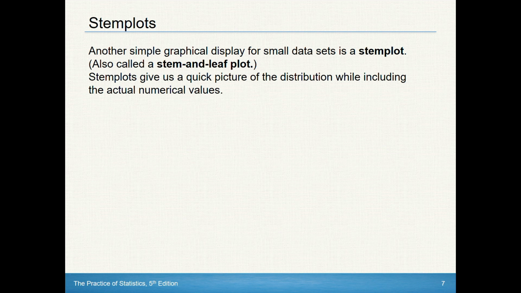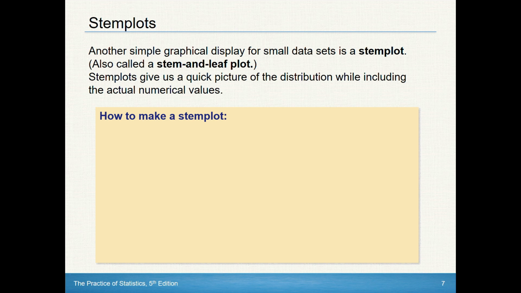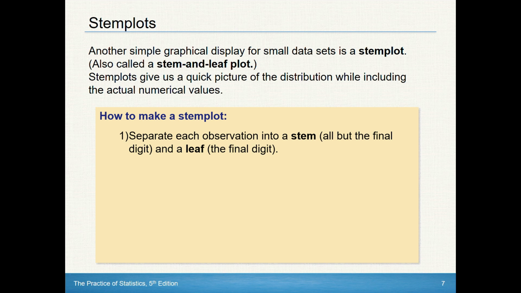Well, if you have a small range of data, then using a dot plot makes more sense. If the range is a little bit bigger, then use a stem plot. Both of them are for relatively small sample sizes. So how do we make a stem plot? We separate each observation into a stem and a leaf. The stem is going to be all but the last digit, and the leaf is the last digit.